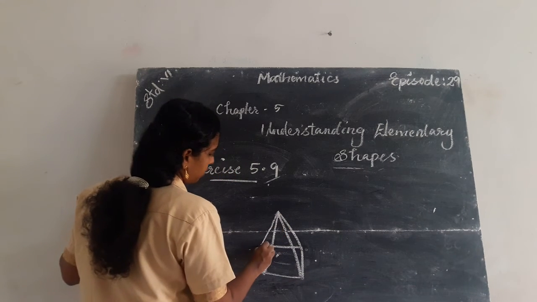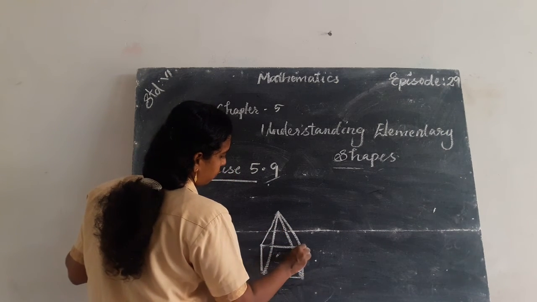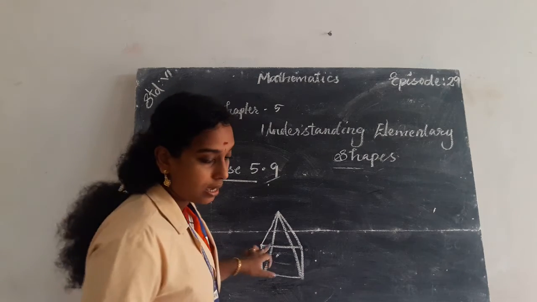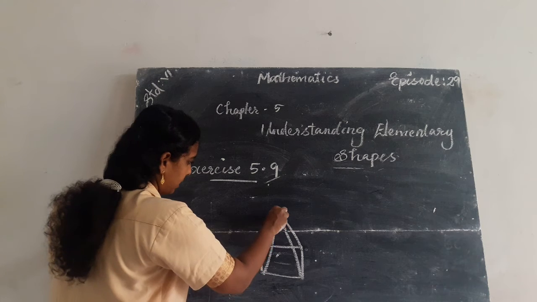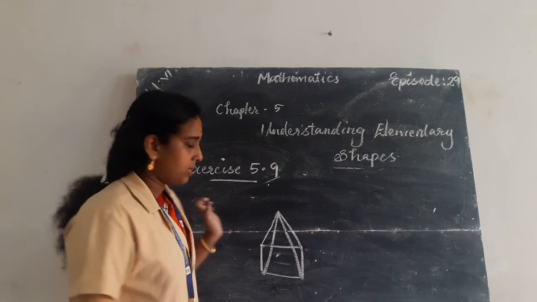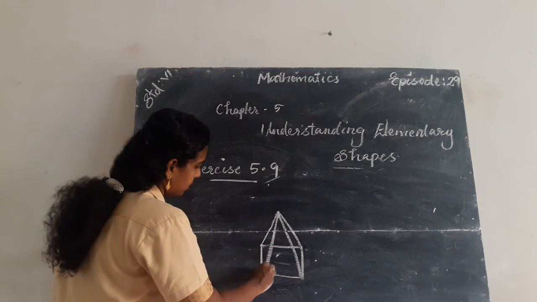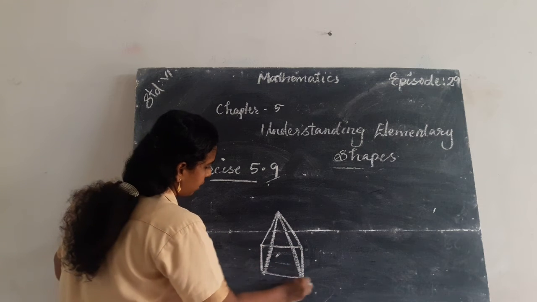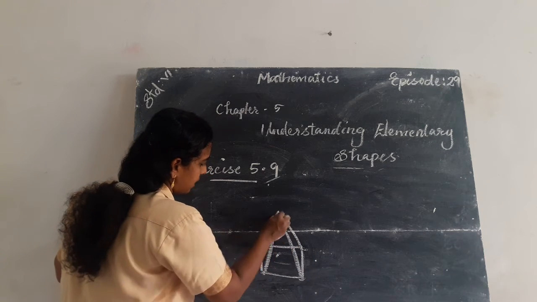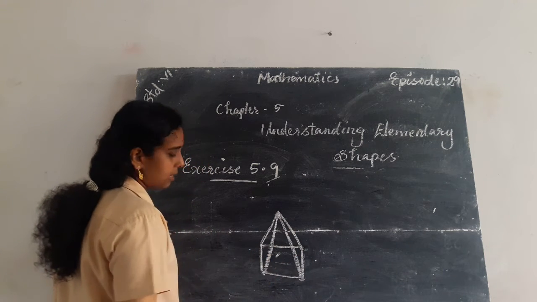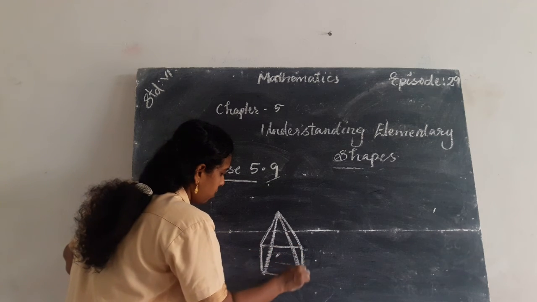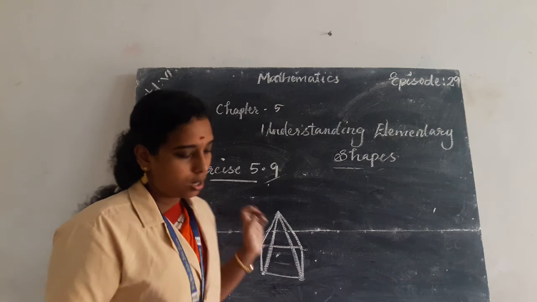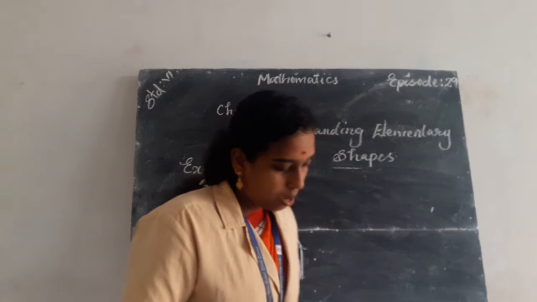A square pyramid has 1, 2, 3, 4, 5 corners and 8 edges. So 8 edges and 5 faces: 1, 2, 3, 4, 5, 6, 7, 8. And 5 corners. Then a triangular prism.